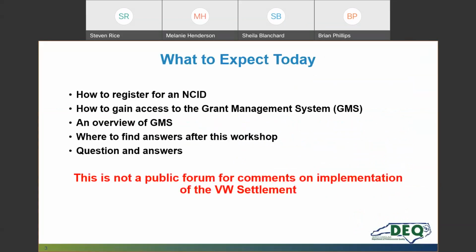This webinar is one of many webinars for Phase 2 of the North Carolina Volkswagen Settlement. Today's presentation includes information on how to register for an NCID, how to gain access to the grant management system, also known as the GMS, in order to submit Phase 2 applications, an overview of the GMS, information on where to find answers after this webinar, and a time for questions and answers. I would like to remind attendees today that this is not a public forum for comments on the implementation of the Volkswagen settlement.